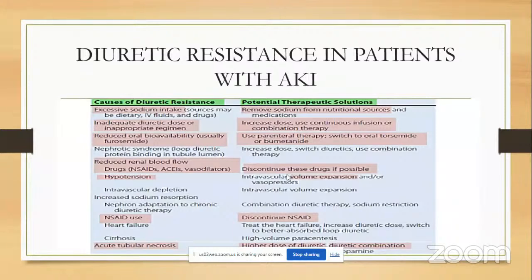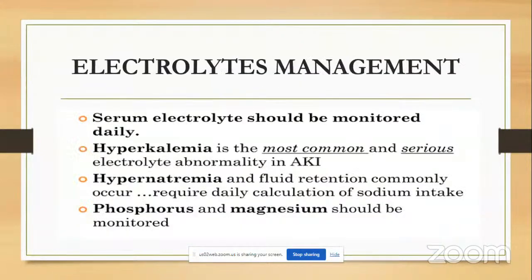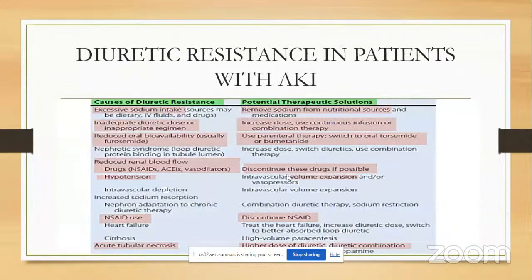Reduced oral bioavailability of furosemide can also result in diuretic resistance. So in such a case, IV furosemide should be given if possible. Then reduced renal blood flow due to drugs such as NSAIDs, ACE inhibitors, and vasodilators. So these drugs should be discontinued if possible and substituted with other regimens. NSAID use can also cause diuretic resistance due to decreased renal blood flow.